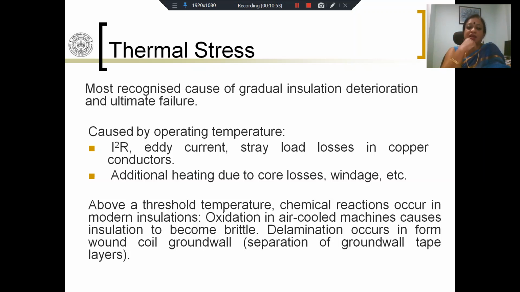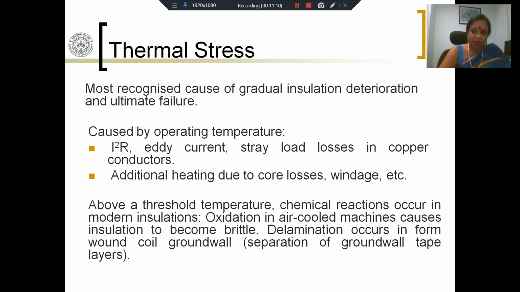There may also be additional heating not due to direct current, but as I said, due to eddy current or stray currents, which we generally lump in as core losses or windage, etc. But no matter what kind of losses we are taking into account, all these losses may lead to heating.